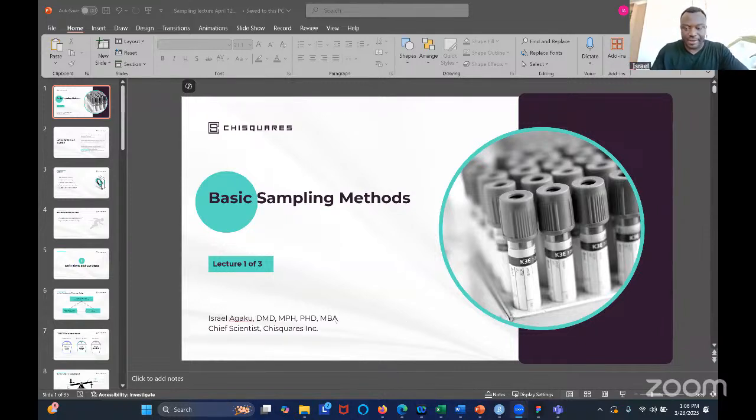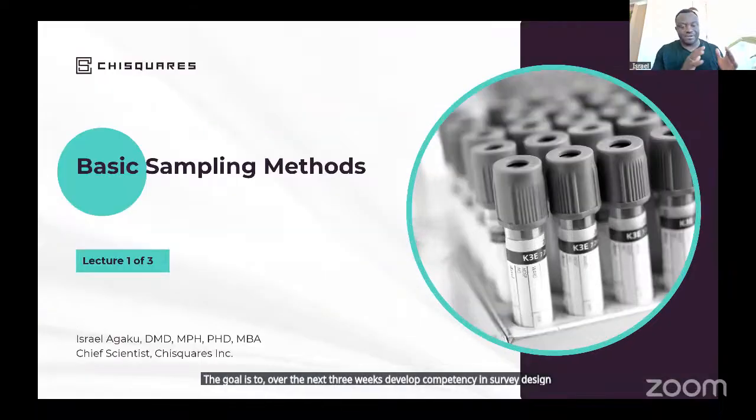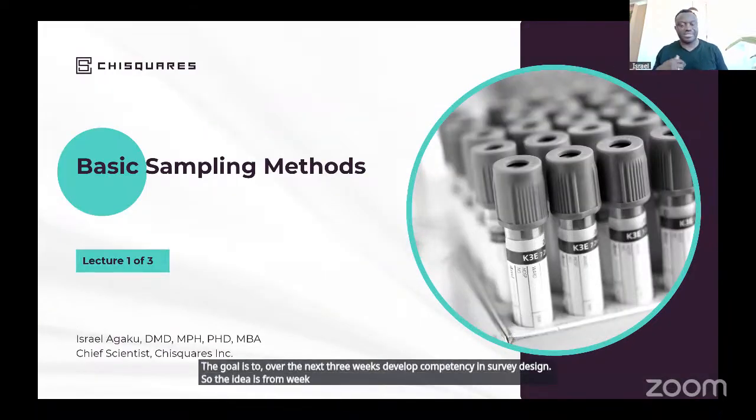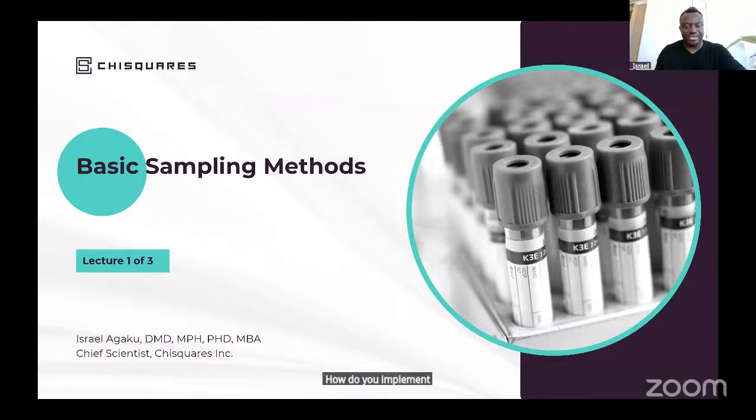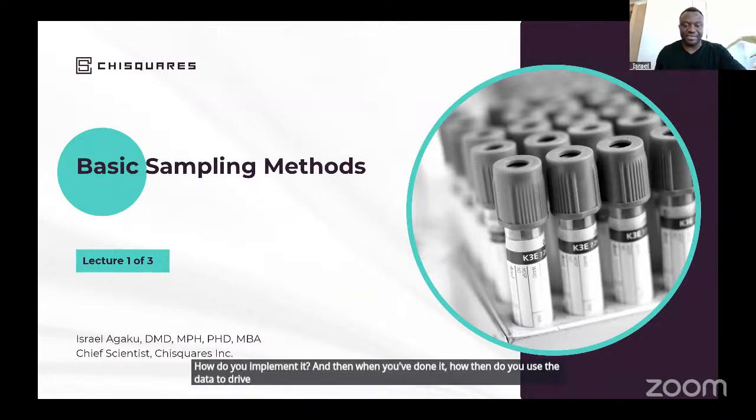So, the goal is to, over the next 3 weeks, develop competency in survey design. From week 1 to week 3, we'll develop proficiency in how to design a survey from a very high level. How do you conceptualize the design of a survey? How do you implement it? And when you've done it, how do you use the data to drive policy and to drive insight? That will be the high level map we follow for the next 3 weeks.